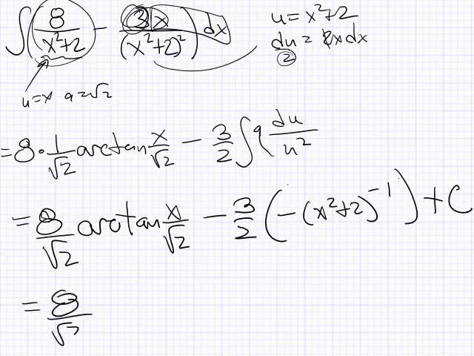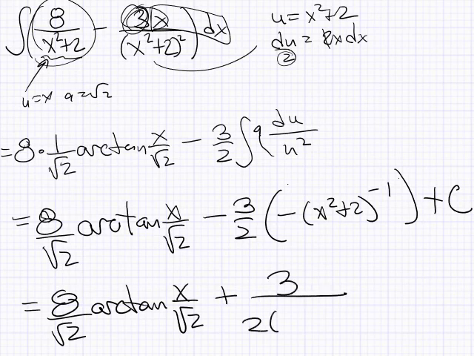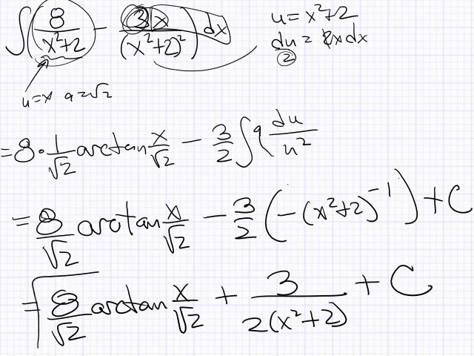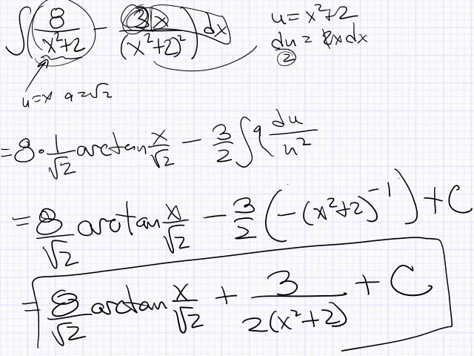So clean that up a little bit and we're all done. 8 over square root of 2 arctan x over square root of 2. This will become plus 3 over 2 times x squared plus 2, plus c. And there's one where we had all quadratic factors, still were able to get it done. So like I said before, they are longer, but the whole purpose is to get us to the point where we're able to integrate.